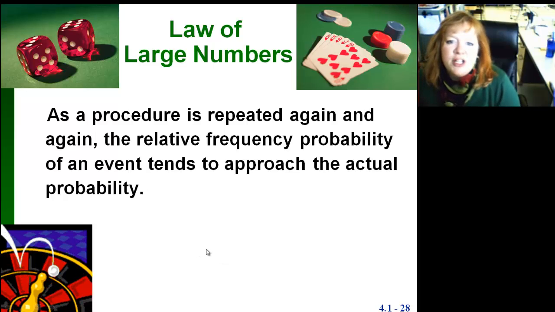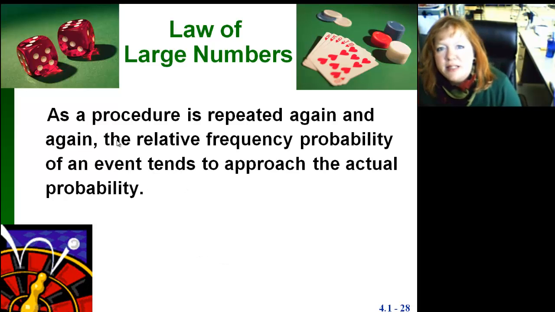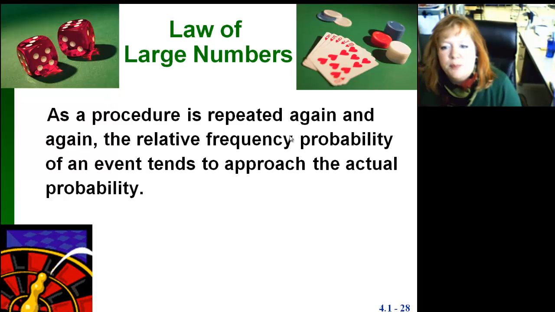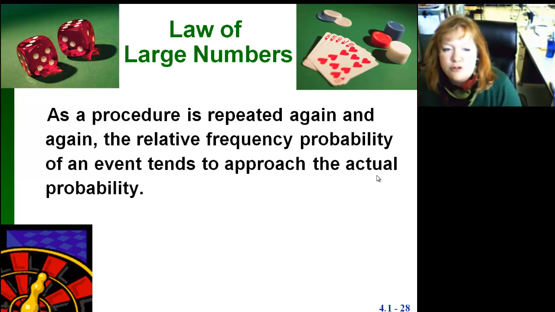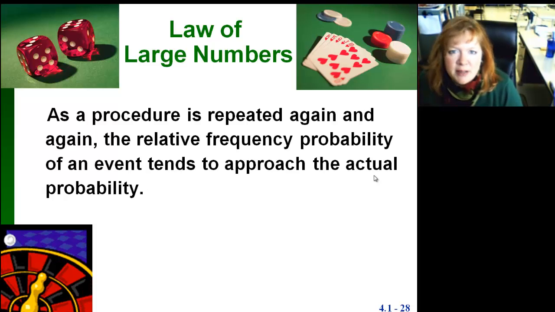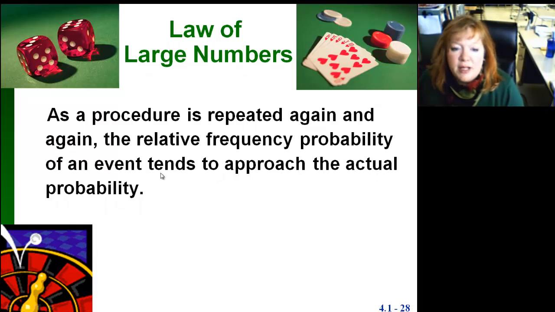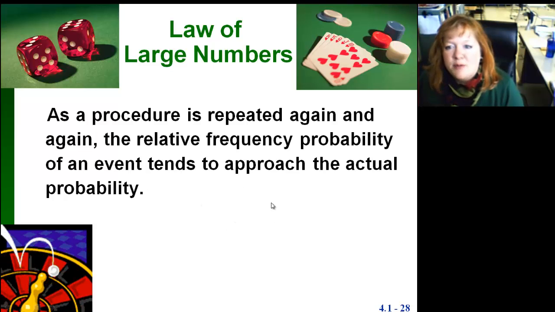Law of large numbers. This is on your sheet. But what this is saying is that as a procedure is repeated again and again, the relative frequency probability of an event tends to approach the actual probability. So if you roll a die so many times, eventually the probability of getting a 3 is going to be 1 out of 6. It may jostle around and get around 1/6, but the more often you do it, the closer it's going to get to the actual probability. And it happens with games of chance and that.